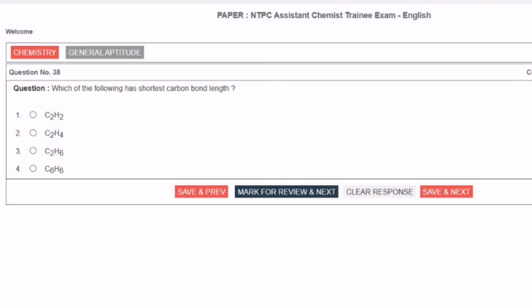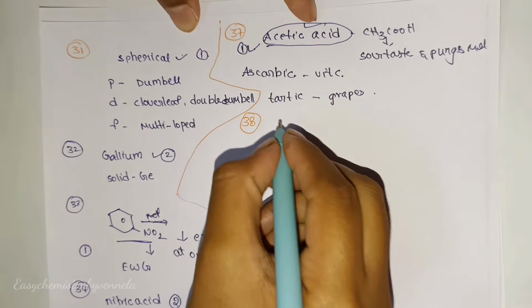Next question. Which of the following has the shortest bond length? Which one is the shortest bond length?